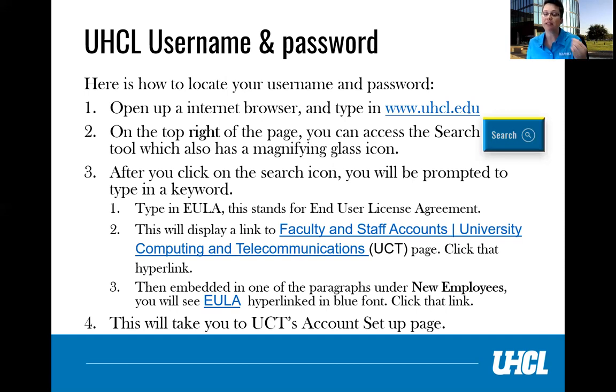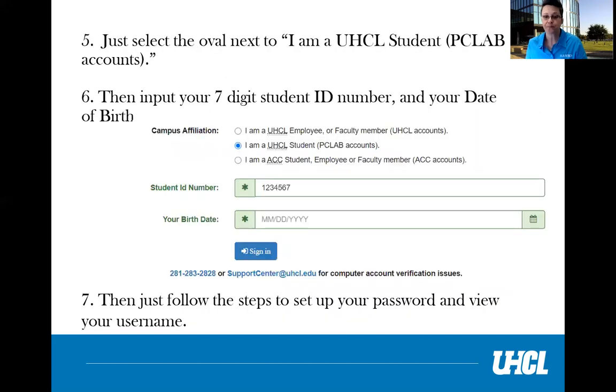That is hyperlinked, and it's going to take you to the page where you can actually start this process. From there, you're going to see an option to say, I am a UHCL student. So you're going to select that oval, which is the second one there. You're going to enter your 7-digit student ID number. This is your unique ID number. About 5 days after you submitted your application through applytexas.org, you would have received an email from the admissions staff, and it would have given you your UHCL ID number.